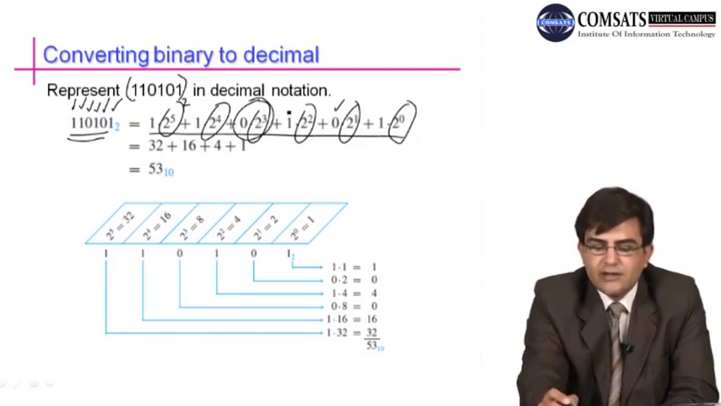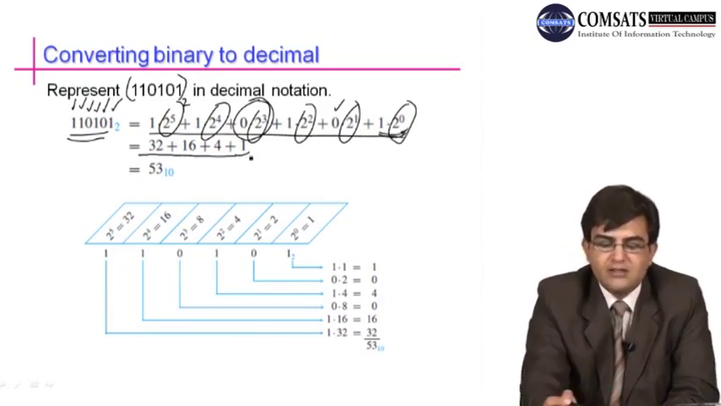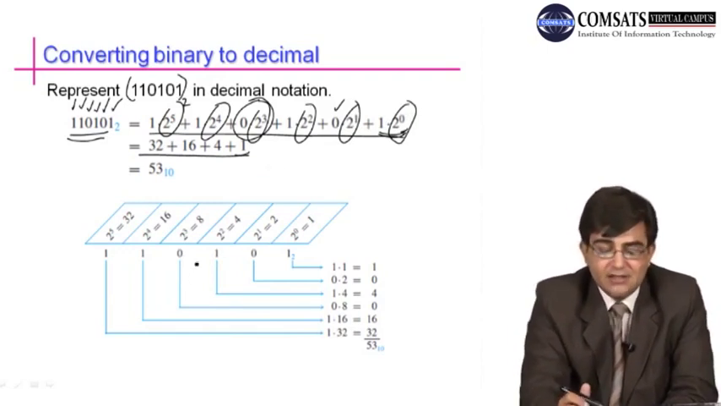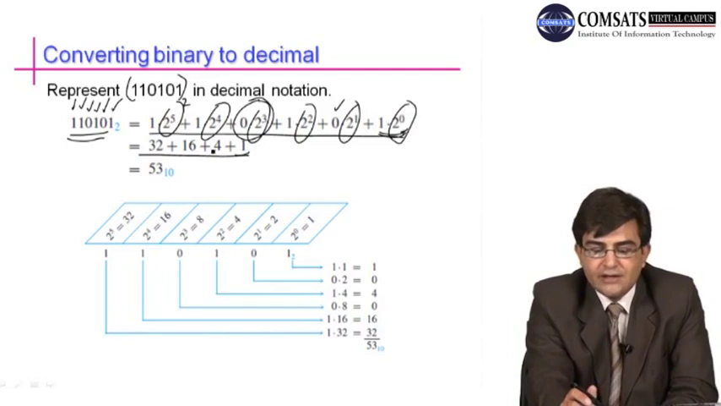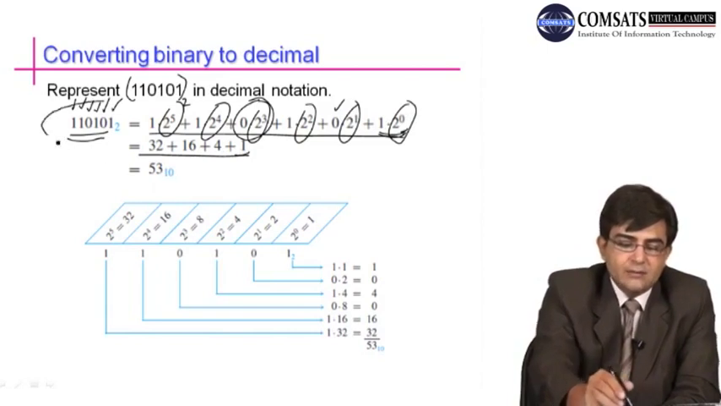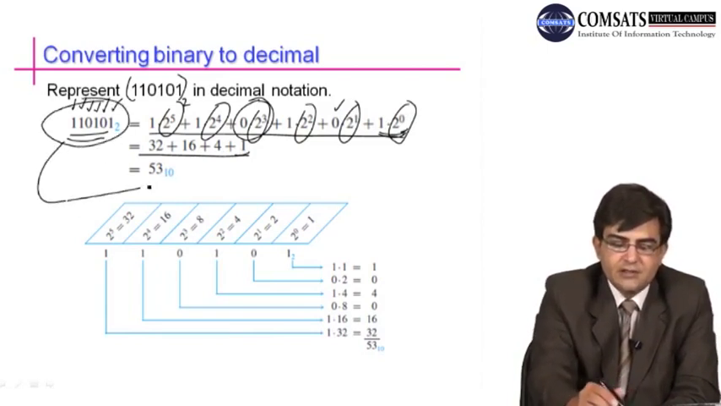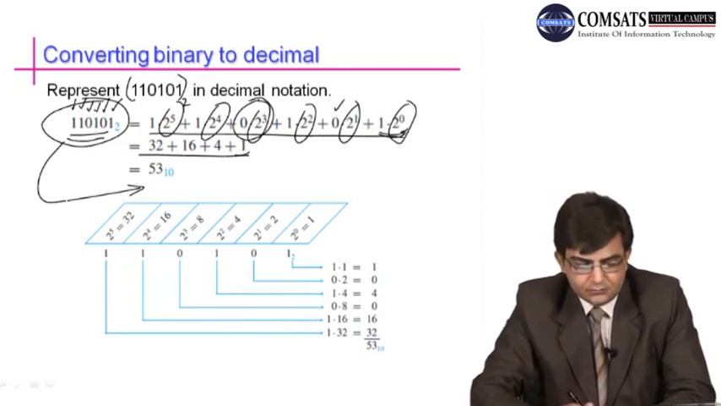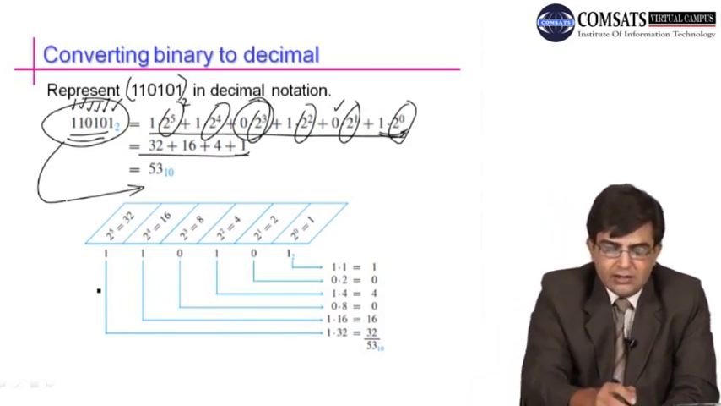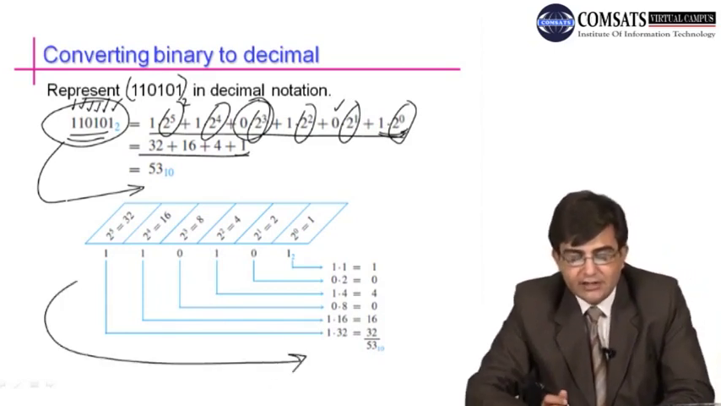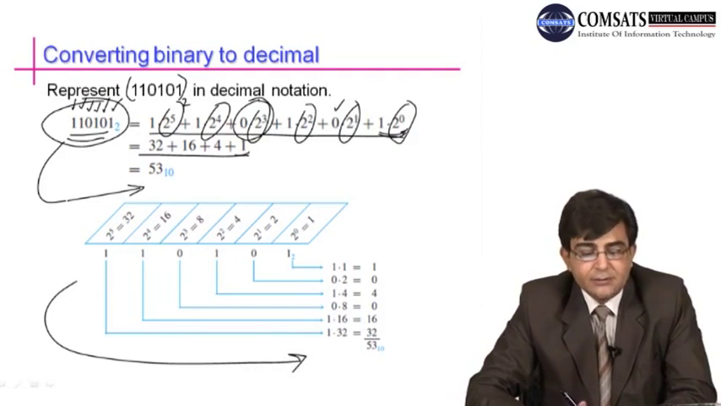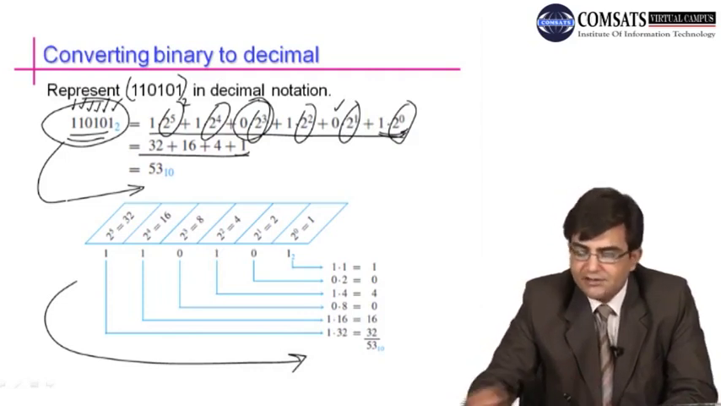So here we come to the next number, 1 into 2 power 2, this is 4, and 0 into 2 power 1 means there is no 2 here. Here we have 1 into 2 power 0, this is 1. We add up all these numbers in decimal: 32 plus 16, 48, 50 plus 4, 52, and 1, 53. So the conversion of binary representation into decimal representation is like this. This is given in the form of a table. We can convert binary representation numbers into decimal representation numbers.